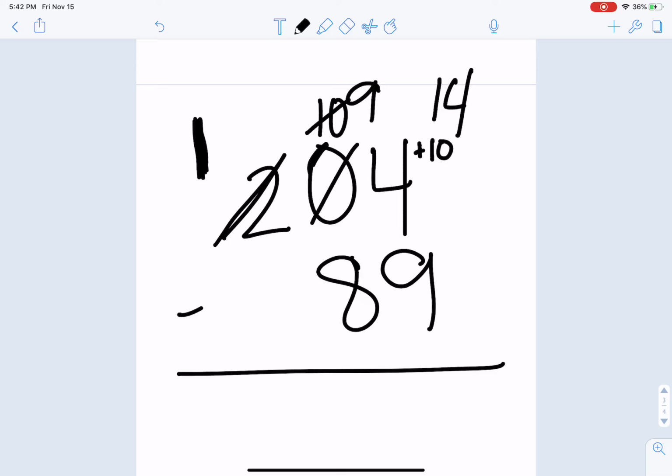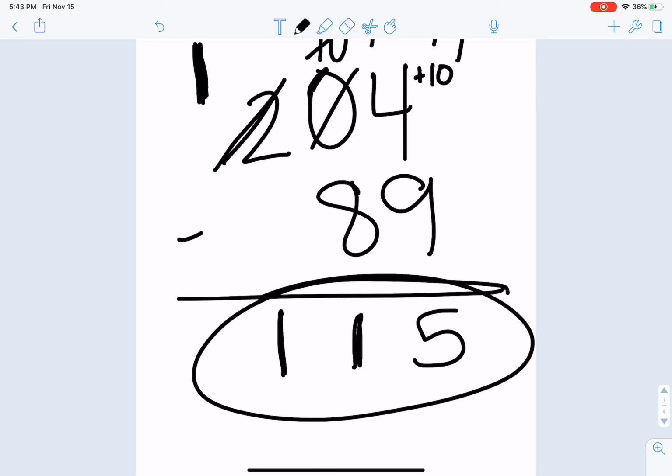So in the ones place now, 14 ones minus 9 ones is equal to 5 ones. In the tens place, 9 tens minus 8 tens is equal to 1 ten. And then finally in the hundreds place, 1 hundred minus 0 hundreds equals that same 1 hundred. The student would then be left with the answer of 115.